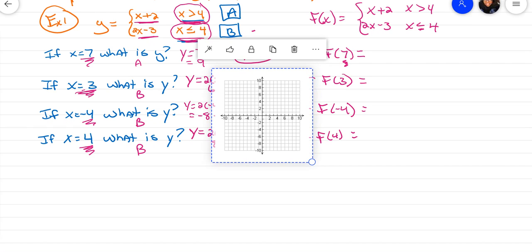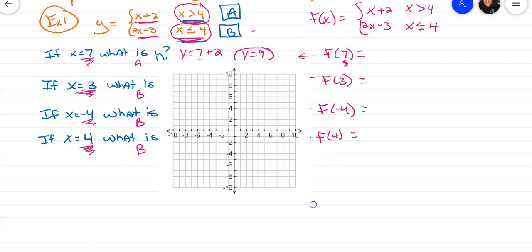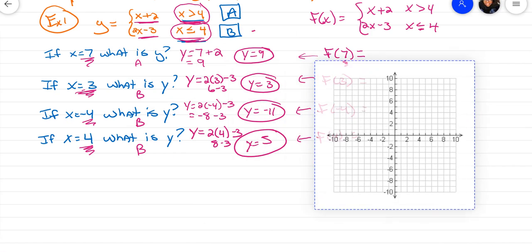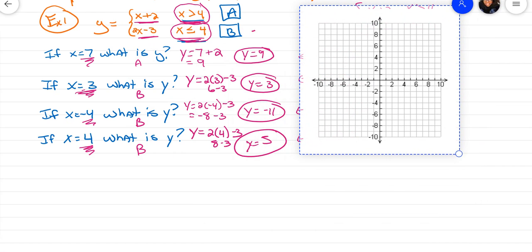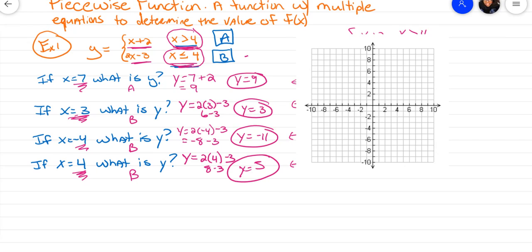All right, so here's our graph, guys. A little bigger. All right, so for this graph, when it's time to graph.